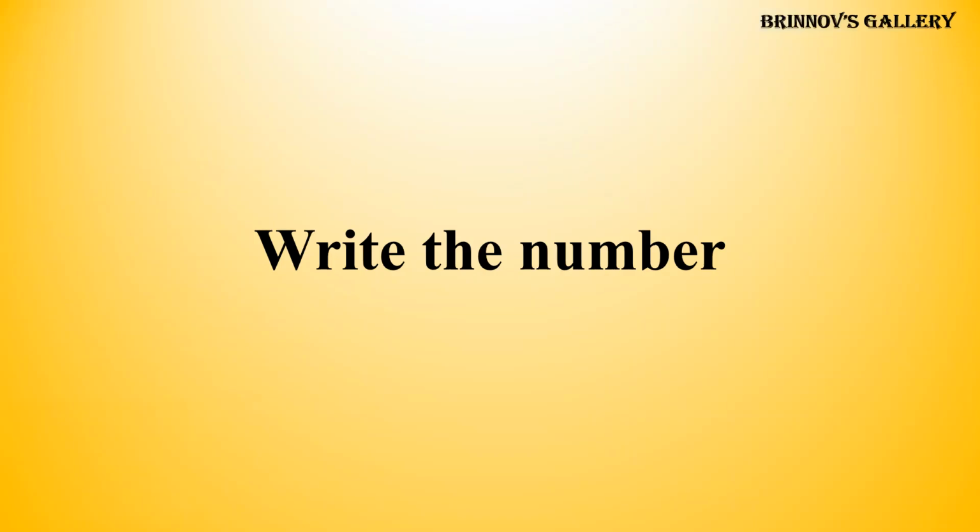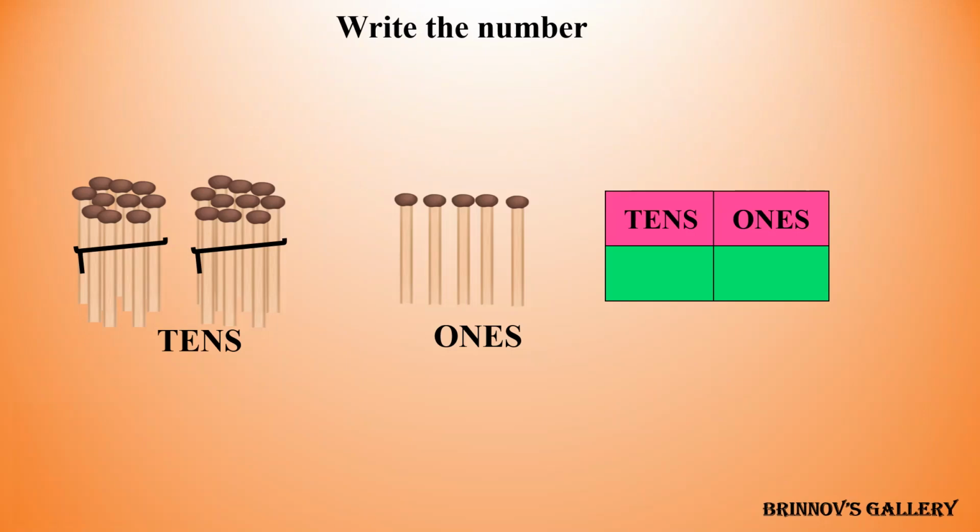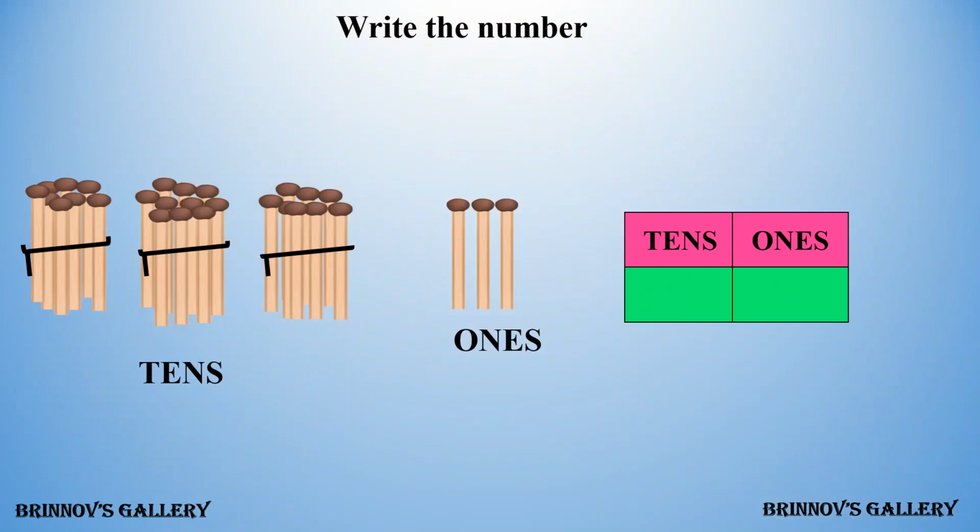Write the number. 1, 2, 2 tens, 1, 2, 3, 4, 5, 5 ones. Number is 25. 1, 2, 3, 3 tens, 1, 2, 3, 3 ones. Number is 33.